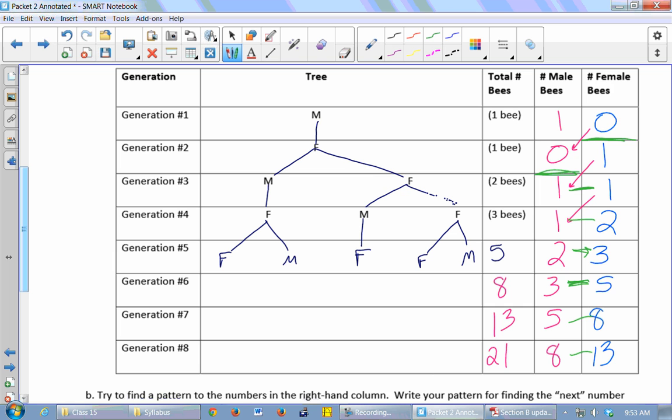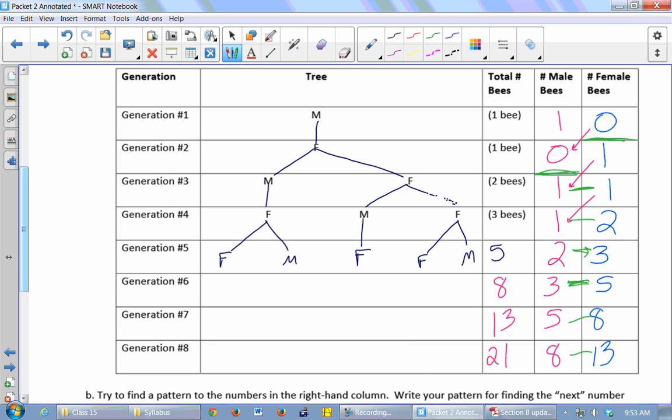If you just look at the list for total number of bees, what would you predict would come next for generation 9? 34. How do you get that? Add the 7th generation to the 8th generation. Each generation is the sum of the 2 before it, right?